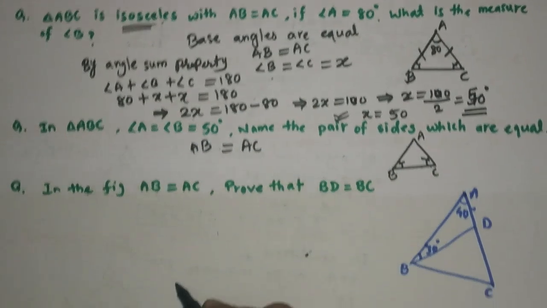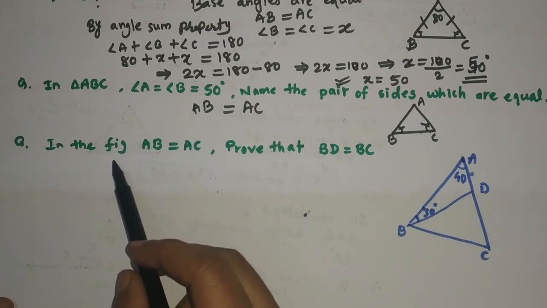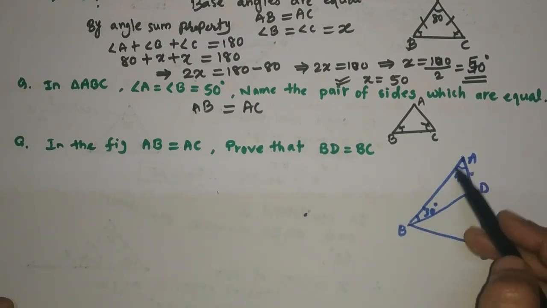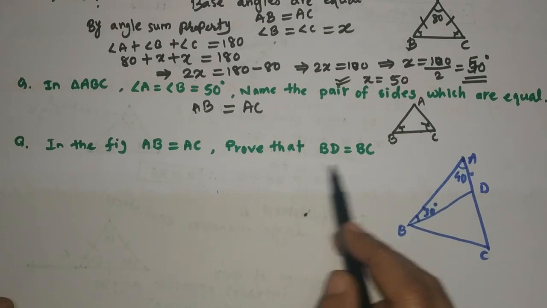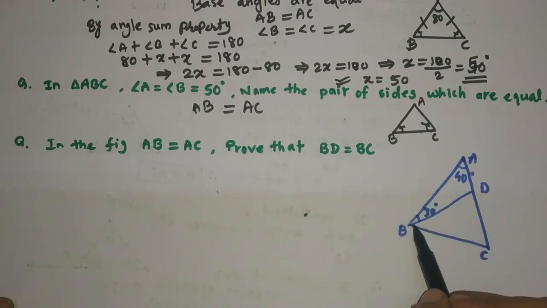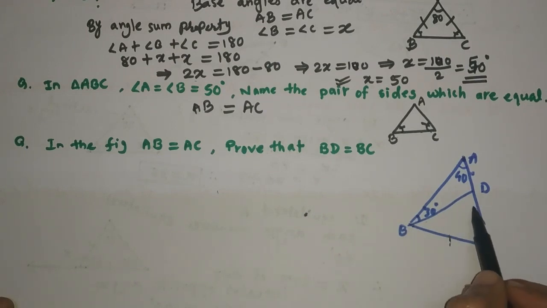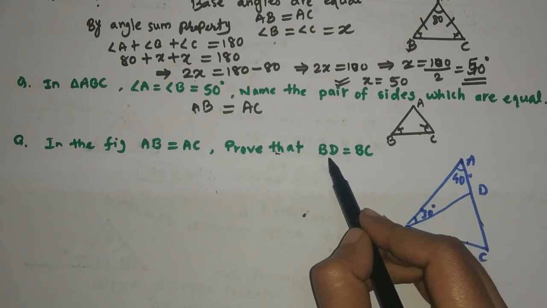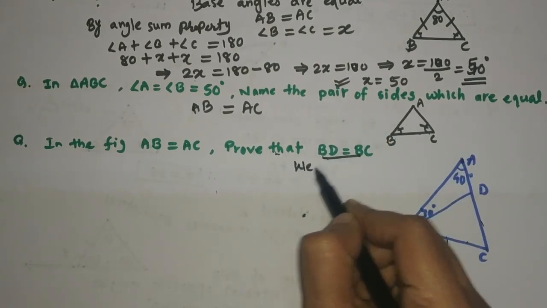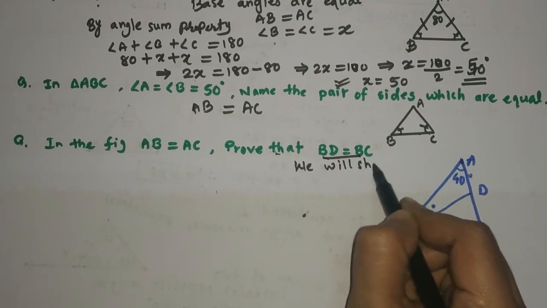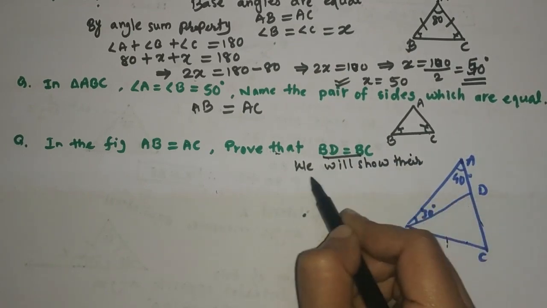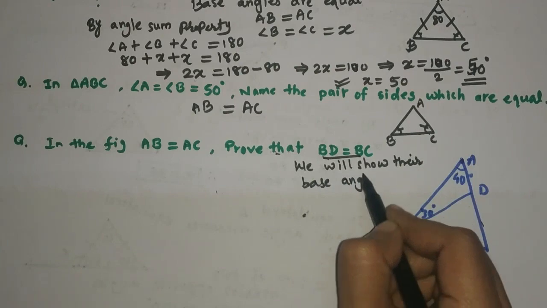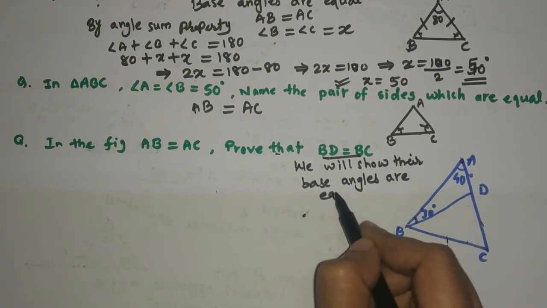Okay. Now we'll go for another question. In the figure, AB is equal to AC, and prove that BD is equal to BC. We have to prove these two, BD and BC, are equal. So if you want to prove these two sides are equal, we need to show their base angles are equal. Here remember, we have to show that BD is equal to BC by showing their base angles are equal. Then only we can find out.